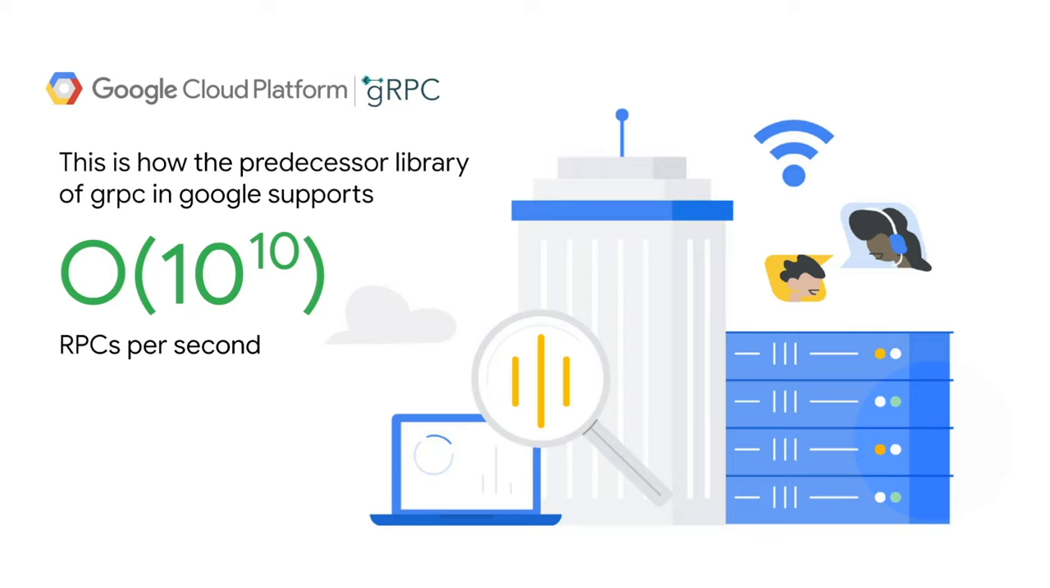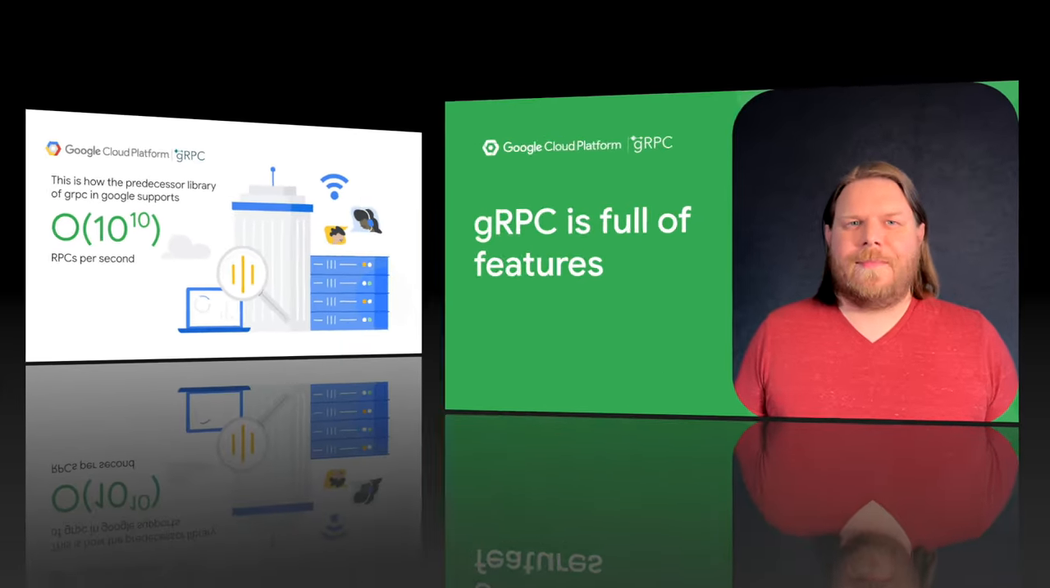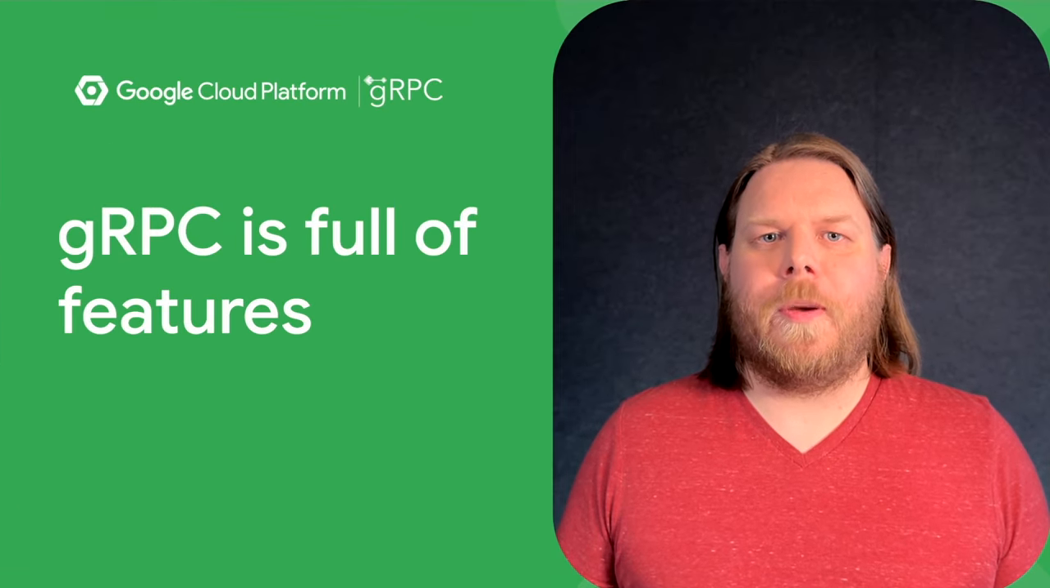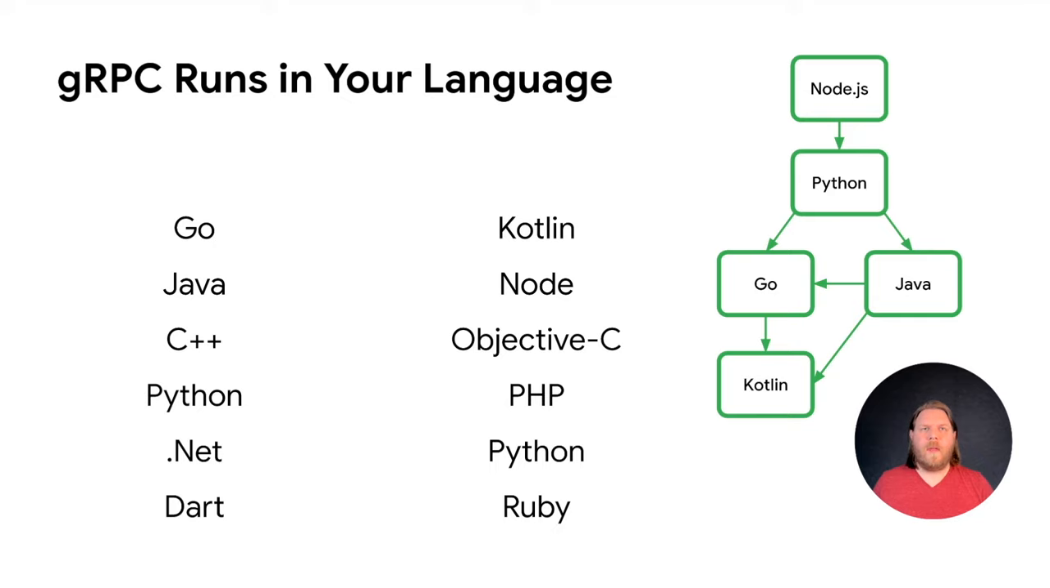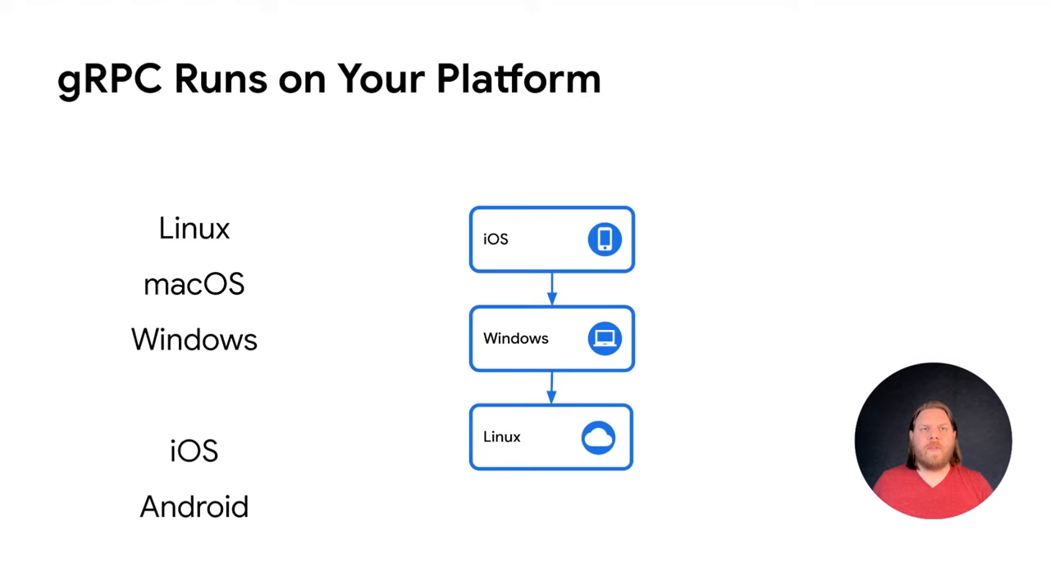This demo is simple, but this is exactly the same as the predecessor library at Google that supports extremely high QPS, at the 10 to the 10th power. With that in mind, let's look at some of the features of gRPC. gRPC is available in many languages. There's Go, Java, C++, Python, and many more. gRPC can communicate across languages with a service definition and generated code, making the experience natural in each language. It is also available on many platforms, whether running on Linux, Mac, Windows, or on mobile devices running iOS and Android. gRPC can communicate between them all. You get to choose the language and platforms for your system.